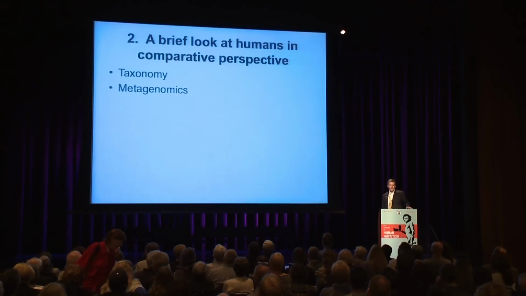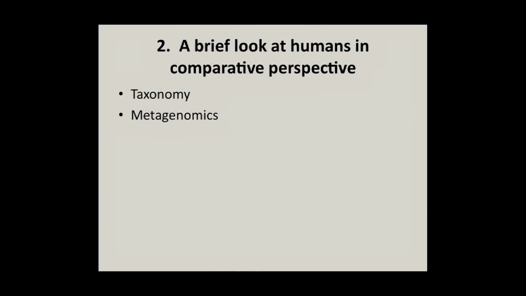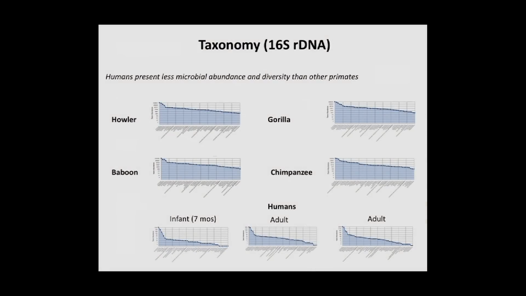Let's take a brief look at humans in comparative perspective, and I'll go back to what we were talking about, taxonomy and metagenomics here. Now, I'm oversimplifying a lot, but what we think we're seeing are some fairly substantial differences between human and non-human primate microbiomes. Here we're looking at something a little different. We're looking at the 50 most common bacterial phyla along the x-axis, and then we're looking at a count of how often they're present along the y-axis.